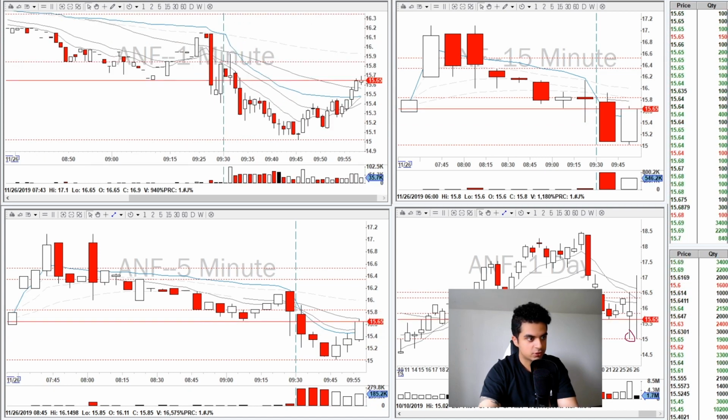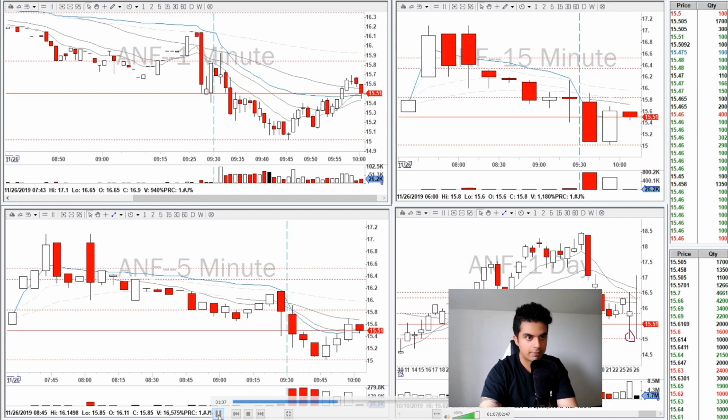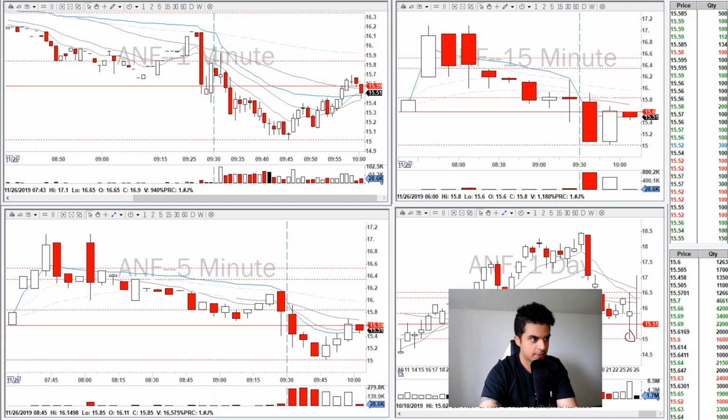So as per the introduction of this video, you need to enter above the break of the VWAP and the 50 SMA. So now let's see. See, it held this trend line. Okay. Now it broke the VWAP, it broke the 50 SMA. So you can enter above the 50 SMA with the stop loss below the VWAP or below this trend line.